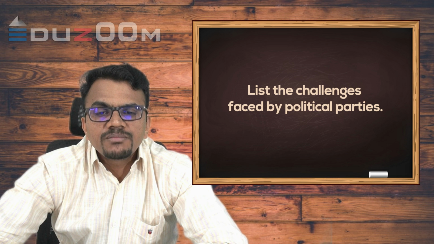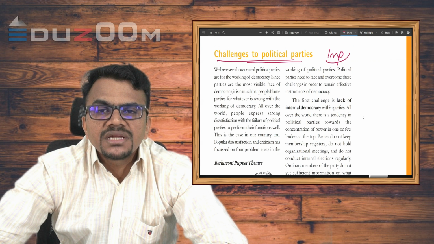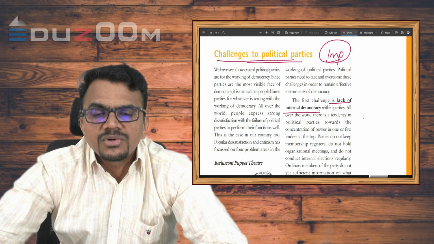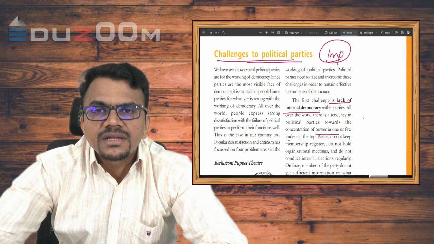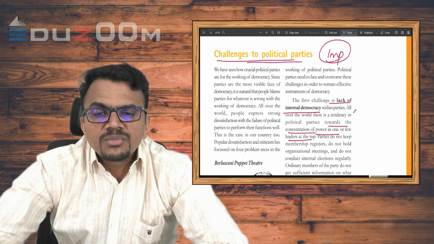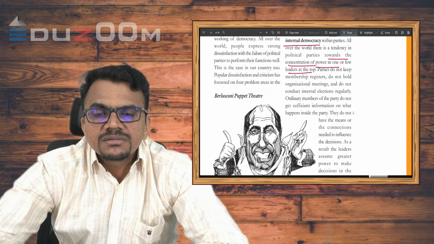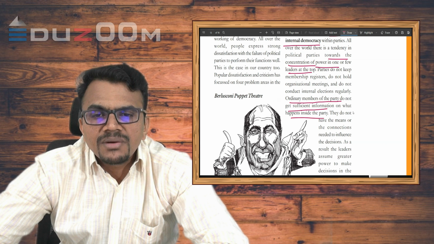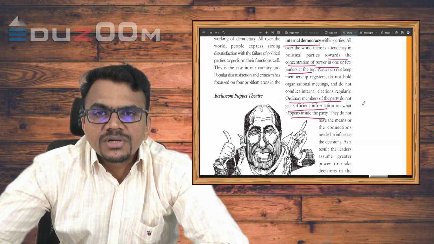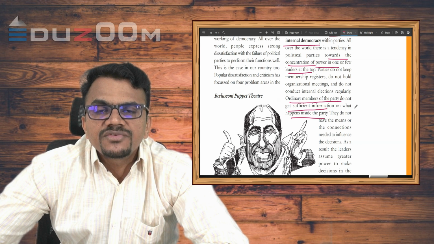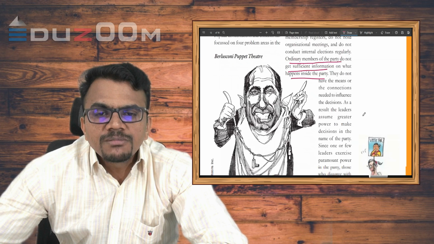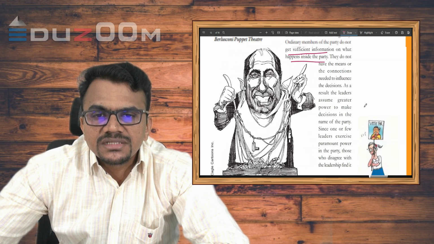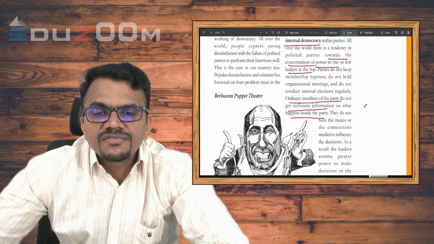First challenge faced by political parties is lack of internal democracy. So when you write these answers in board examination, you write the key point, that is lack of internal democracy, and explain that. Lack of internal democracy means there is domination by the leaders to take the decisions instead of including every member. They won't include, because democracy follows the principle of participation of people. But in a political party, only the leaders take decisions. That is called lack of internal democracy.